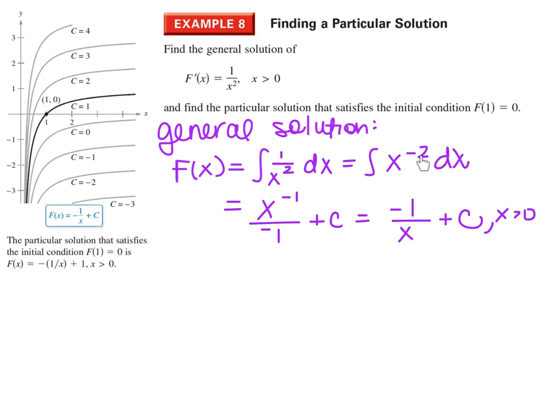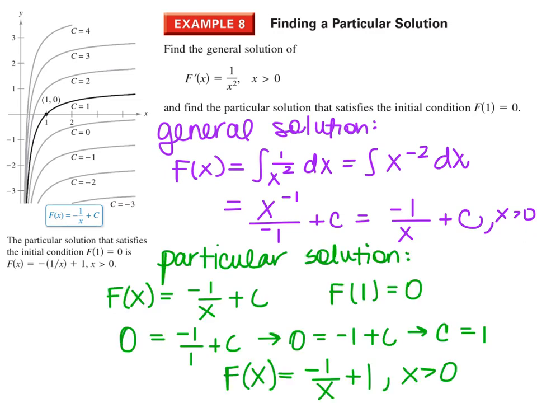I rewrite it to x to the -2 dx, and I take the integral, not the derivative, and I get x to the -1 over -1 plus c, so that's -1 over x plus c, where x is greater than 0. So now I'm going to take that integral, -1 over x plus c, and use the initial condition I was given, f of 1 is equal to 0. So I set this equal to 0, plug in 1 for x, and solve for c equal to 1. That means this is my particular solution: f of x is equal to -1 over x plus 1, where x is greater than 0.